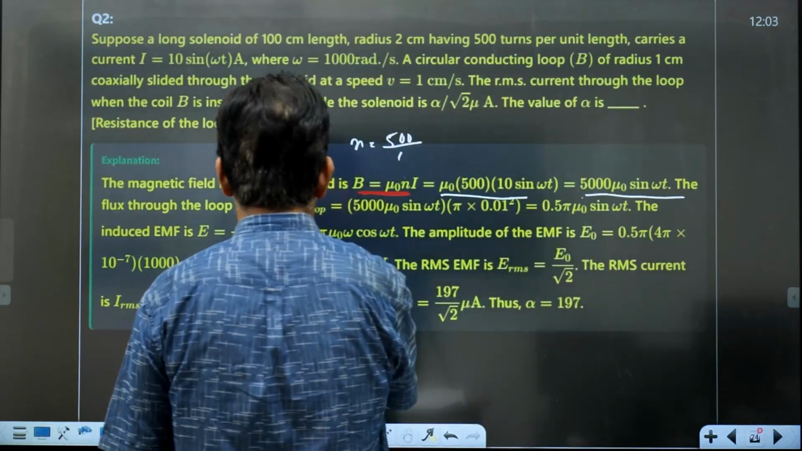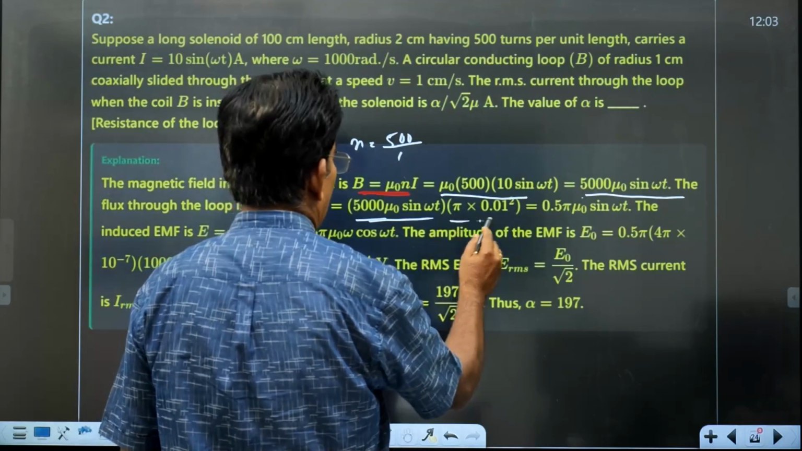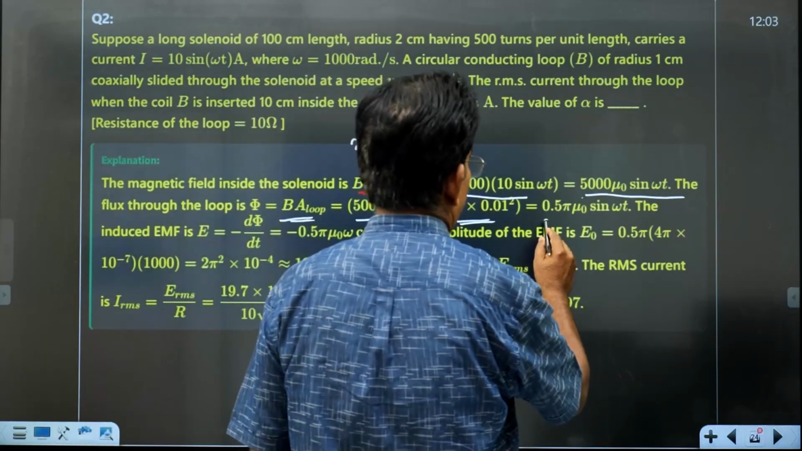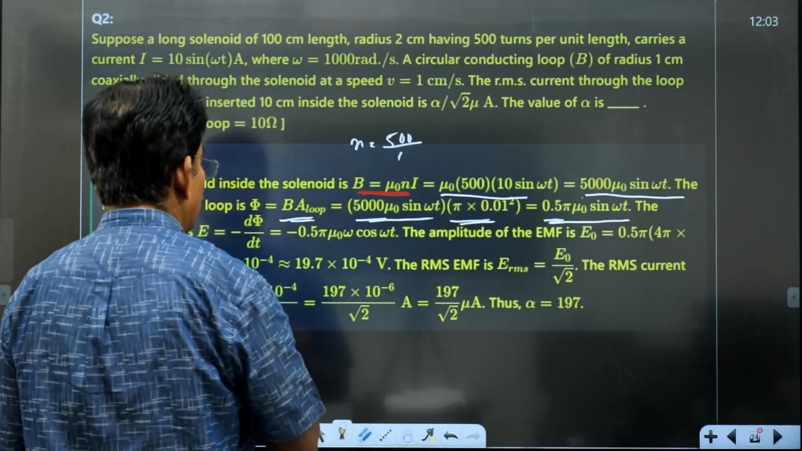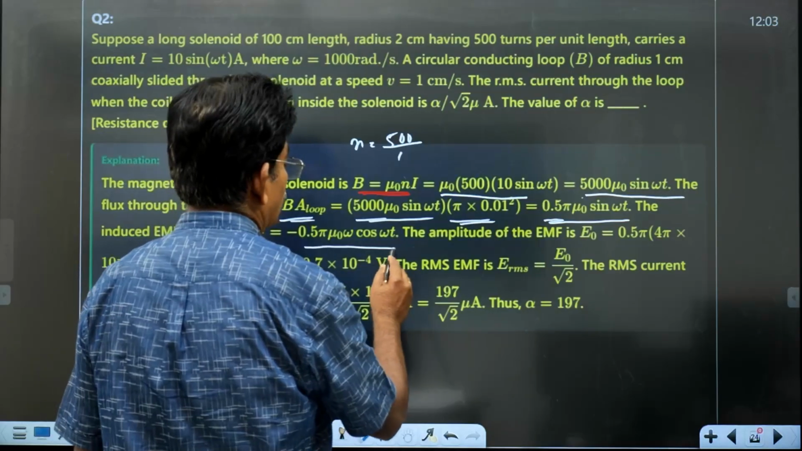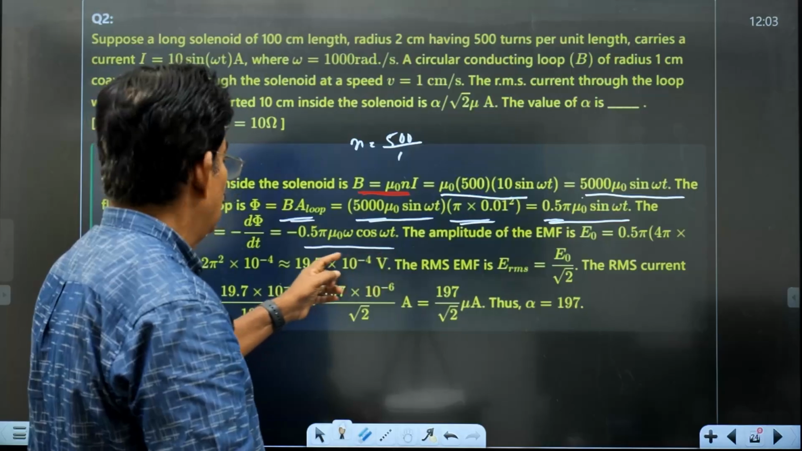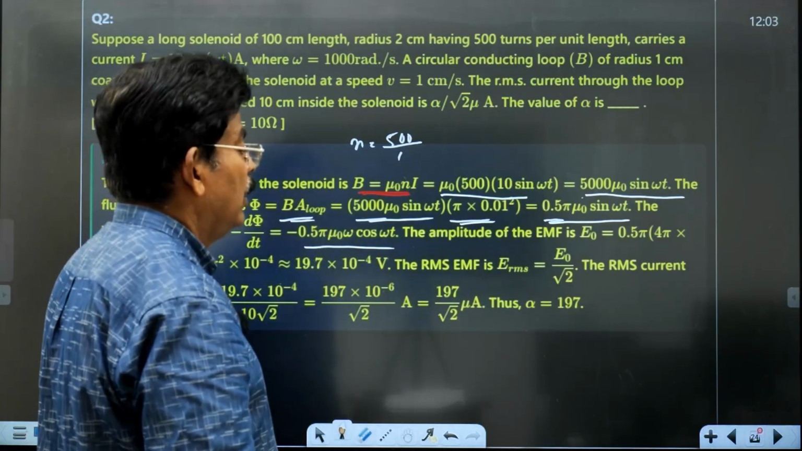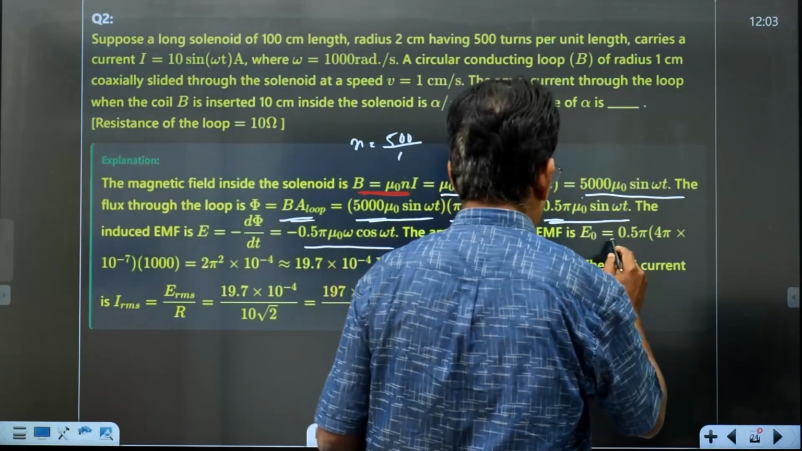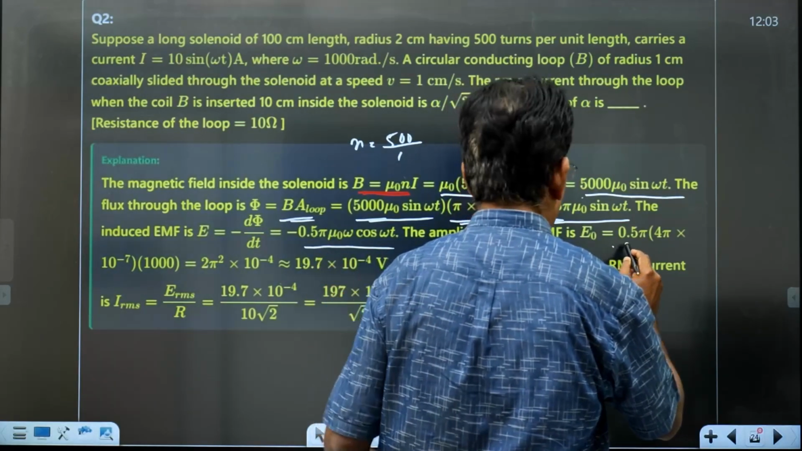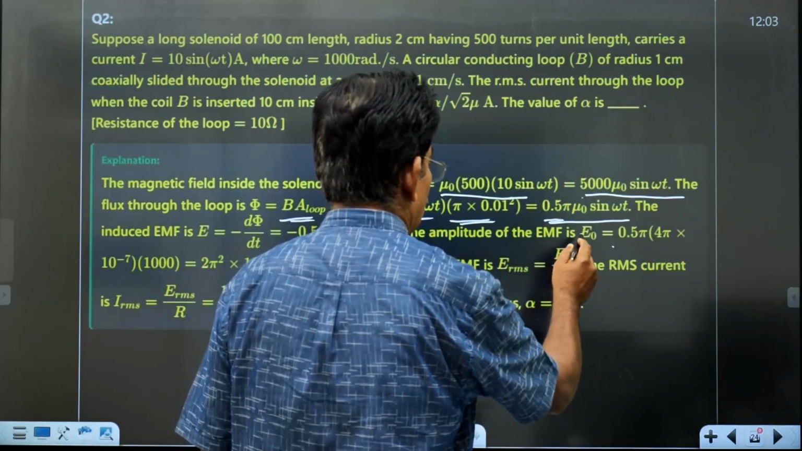Now, the flux linked in the coil will be 5,000 mu0 sin omega t into the area, pi into 0.01, we got it. That is 0.5 pi mu0 sin omega t. Then the induced EMF is minus d phi by dt, which is minus 0.5 pi mu0 omega cos omega t. Got it? Differentiating is simple, it will be multiplied with omega and sin becomes cos omega t. And the peak value of the EMF is 0.5 pi mu0 into omega.